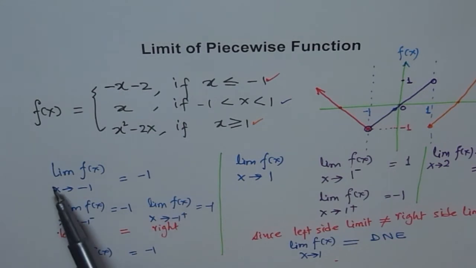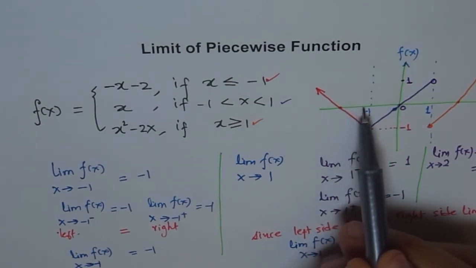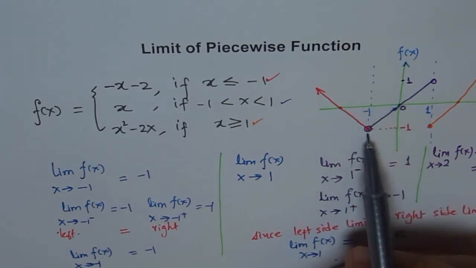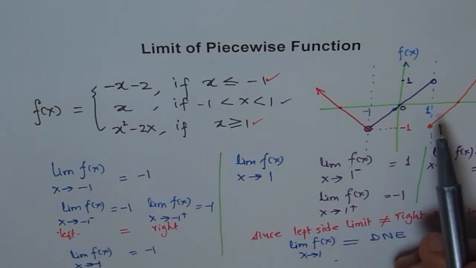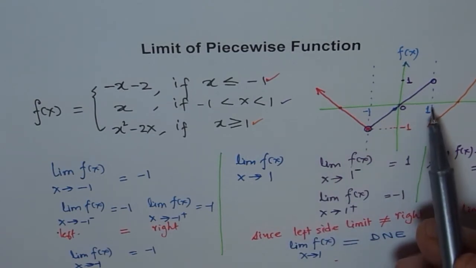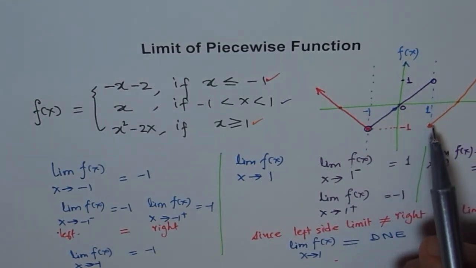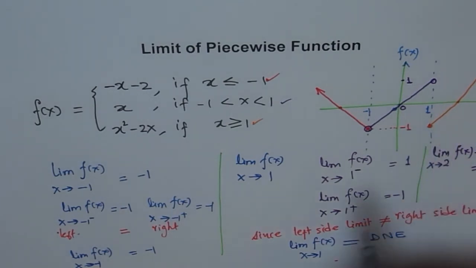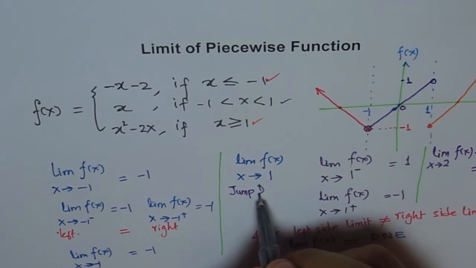The question was the limit of f of x when x approaches minus 1. When you are approaching minus 1 here, from this side or this side, you are getting a value which is minus 1. So the limit exists. But when you approach this function at plus 1, you see a break there. This type of discontinuity is called a jump discontinuity. So let me mention here, we have a jump discontinuity.